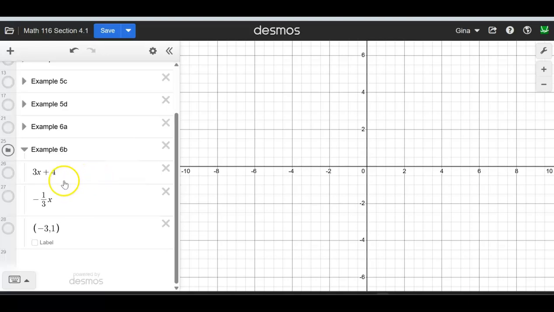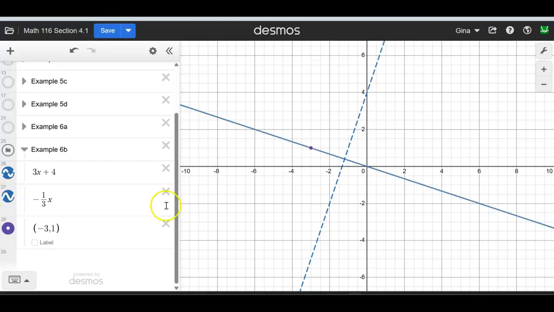So the line we were given was 3x plus 4. We wanted our new line to pass through this point negative 3, 1, and we wanted it to be perpendicular. So we can see that our new line creates a 90-degree angle between the original, and it does pass through the point that we were looking for.